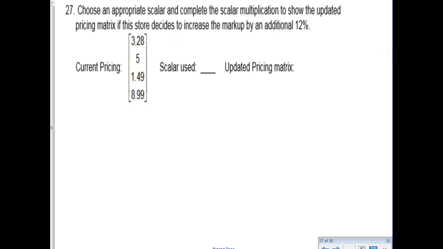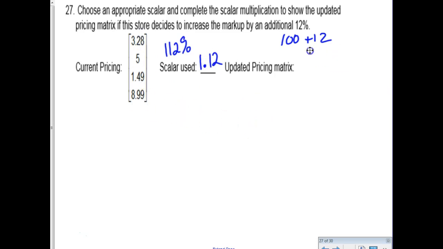says that we are supposed to figure out what scalar to use on the scalar multiple and then update the pricing matrix. So they want to mark up all their prices by 12%. So that means they want to take all of the price that's already there, and add an additional 12%, which means you're going to take 100% plus 12%. So the scalar has to represent 112%. So think about what decimal that would be. That would be 1.12. And that's what you're going to multiply all these by.